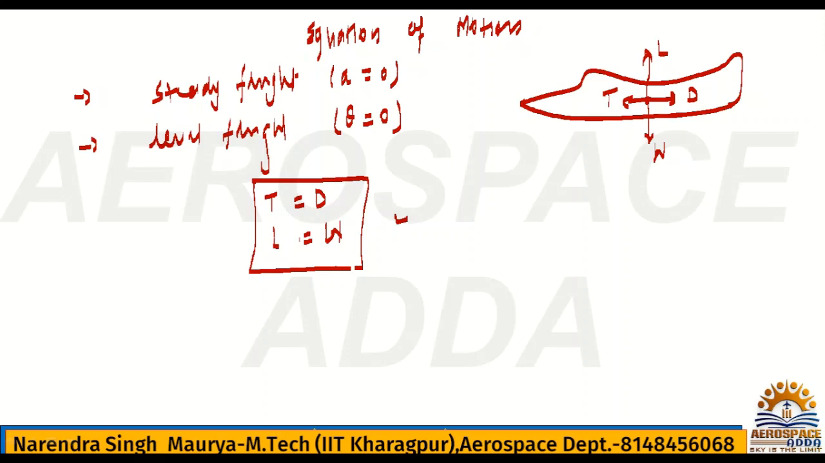So from now onward, for the equation of motion, always remember thrust is equal to drag and lift is equal to weight. Thrust is equal to drag and lift is equal to weight. That is the equation of motion for the aircraft in flying condition. That you need to remember.